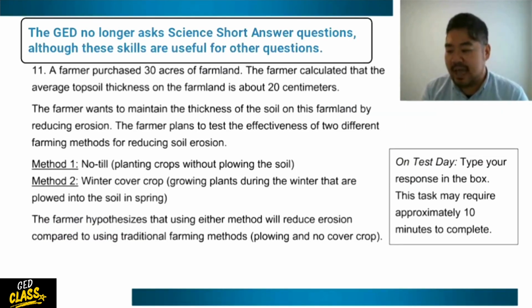This one is basically an example of a short answer response type question. Let's take a look at this one. A farmer purchased 30 acres of farmland. The farmer calculated the average topsoil thickness on the farmland is about 20 centimeters. The farmer wants to maintain the thickness of the soil on this farmland by reducing erosion. The farmer plans to test the effectiveness of two different farming methods for reducing soil erosion.